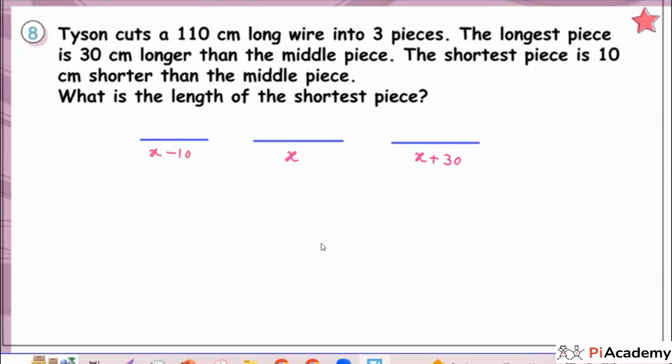Raise your hand if you have a problem in this. Anyone have a problem up to now? This is the middle. This is the shorter, or you can say shortest. And this is the longest. Anyone have any doubt up to now?